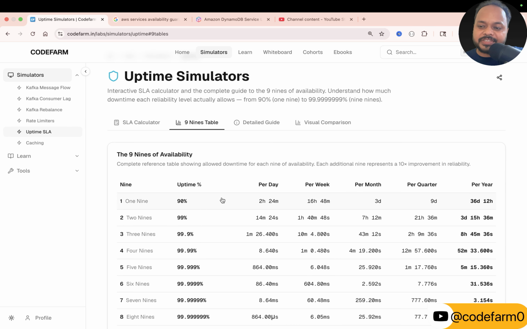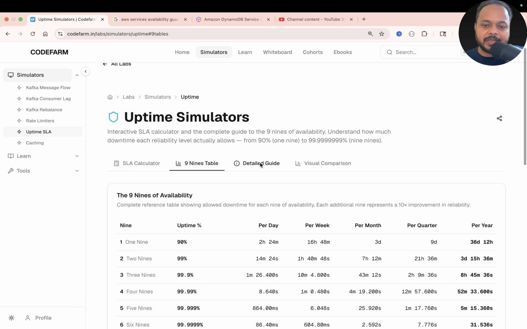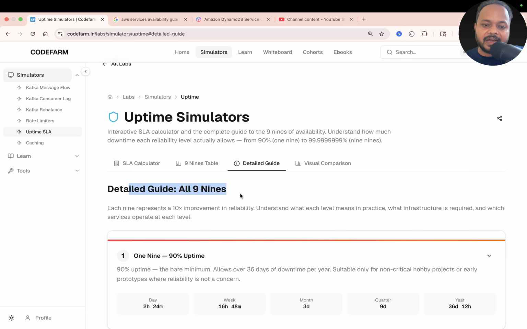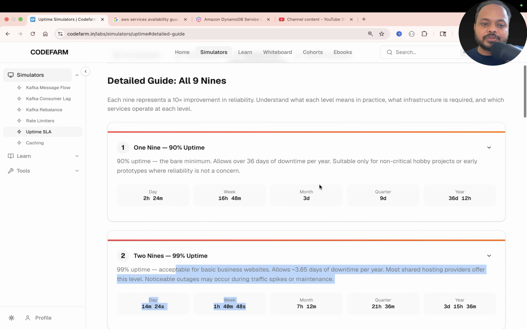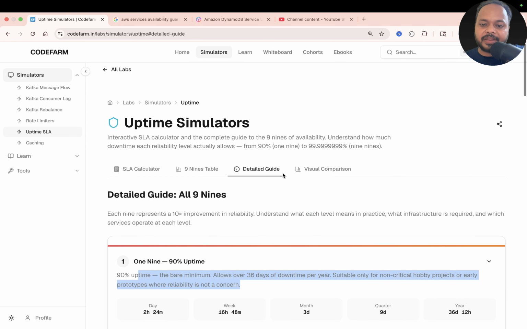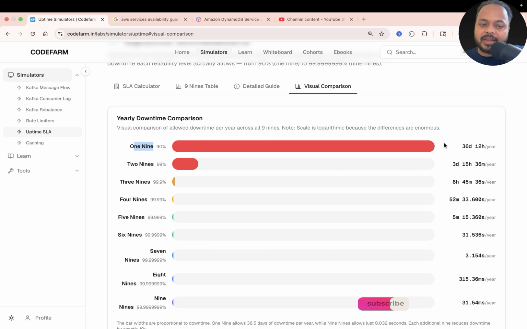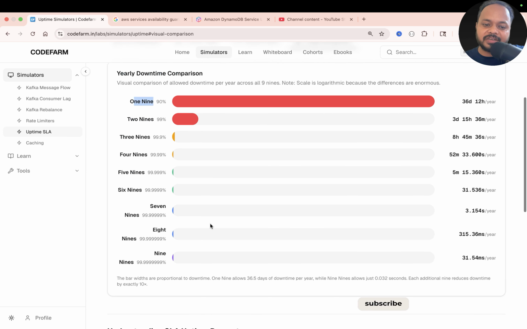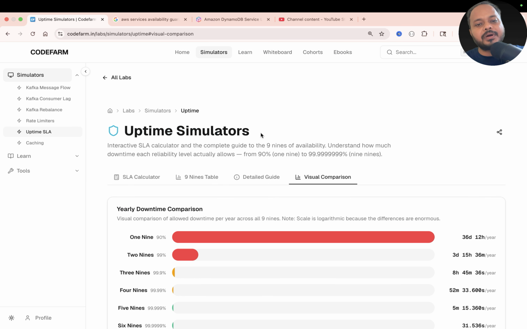And here is the tabular representation, where you can compare uptime per day, per week, per month, per quarter, with very readable numbers. There is also a detailed guide with all the nines explained, like 90% of the time, 2 nines, and so on. For the visual comparison, you see 1 nine is entirely red, and with 2 nines you see a huge reduction. The idea is to have a visual representation of the uptime or SLA guarantees that internet service providers give.